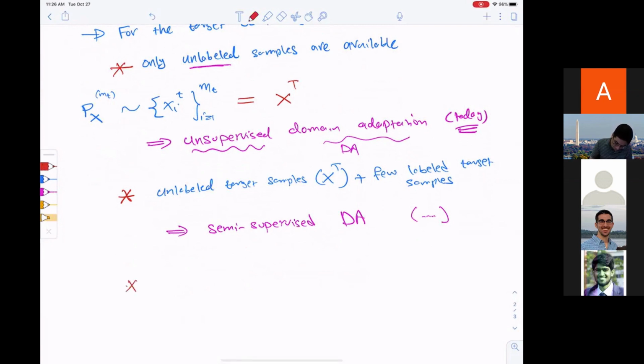All right, so the third category is the case where there is no data available about the target domain during training. No target samples available during training. Nothing.